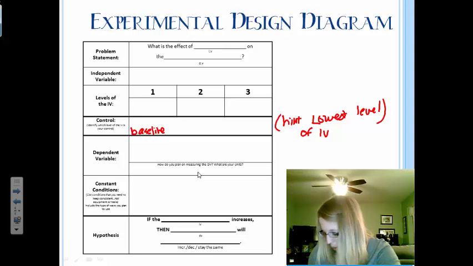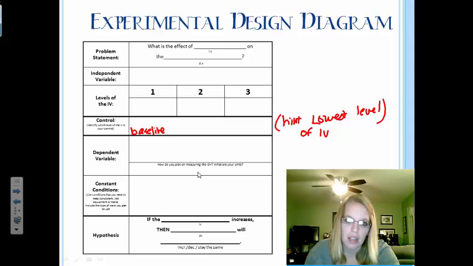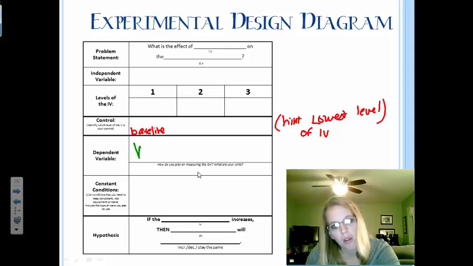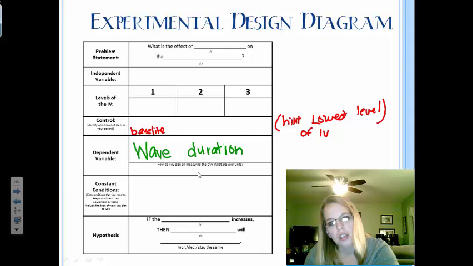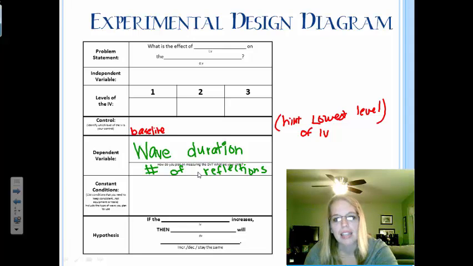Your dependent variable, I want us all to do the same dependent variable, and it's the number of reflections, right? But really, we're going to call that something fancy because we like to use as scientific terms as possible. So we're going to call that wave duration. The word duration means how long it lasts. And we're going to measure that by counting the number of reflections. So we're literally just going to count how many times it bounces back. And that's how long the duration of the wave is. So again, the duration just means how long. The duration of this class is about 46 minutes. It's just how long it lasts.